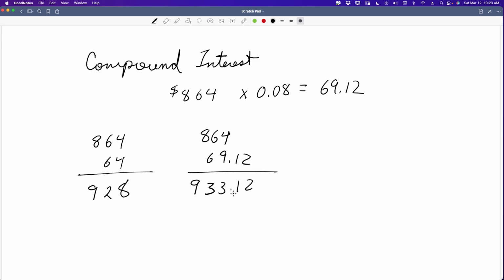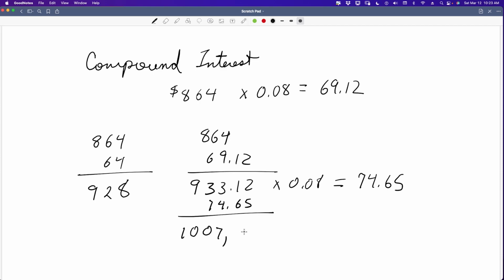And then if she had received compound interest on the third year, that would have been times 0.08, and that would have been $74.65. And when you added that to the second year's total, that would have ended up being $1,007.77. Sorry, that's not a comma. Should be a decimal. $1,007.77. Compare that to the simple interest of another $64, and that was $992.